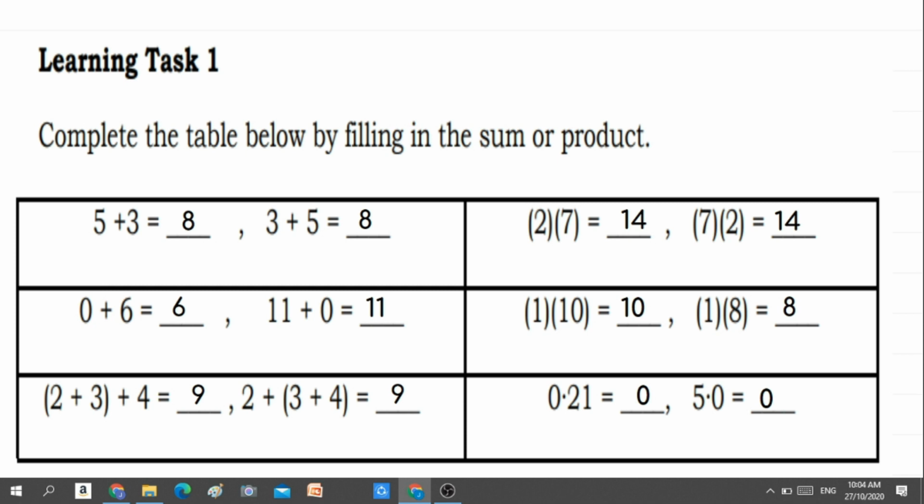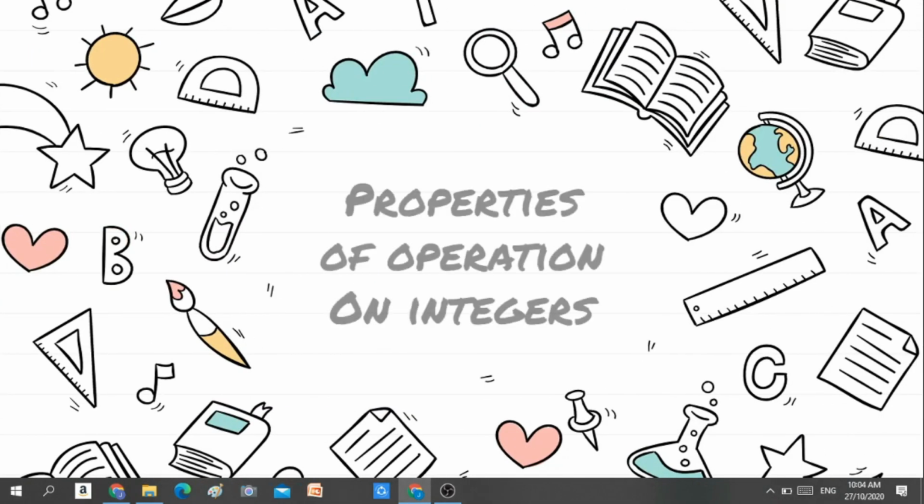Okay? So, ang activity na to ay may kinalaman sa topic natin for this day. So, that is the properties of operation on integers. So, ibig sabihin, meron tayong mga different properties of operation na kailangan sundin pag magpa-plus tayo at multiply ng integers.